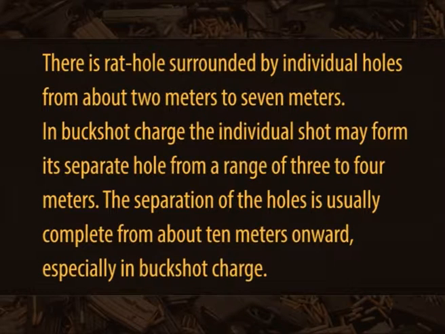Generally, in a standard shotgun, the whole charge enters the body as a mass up to a range of about 2 meters, forming a rat hole varying in diameter from about 2 centimeters to about 6 centimeters, depending mainly upon the distance between the muzzle and the target, the construction, that is the choke of the muzzle, and the size of the pellet charge. There is a rat hole surrounded by individual holes from about 2 meters to 7 meters. In a buckshot charge, the individual shot may form its separate hole from a range of 3 to 4 meters. The separation of the holes is usually complete from about 10 meters onwards, especially in a buckshot charge.